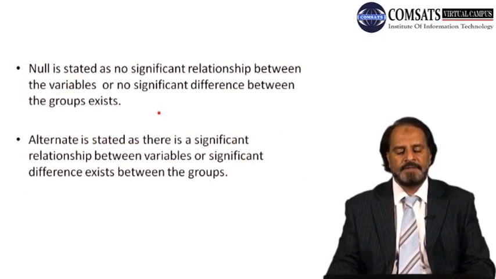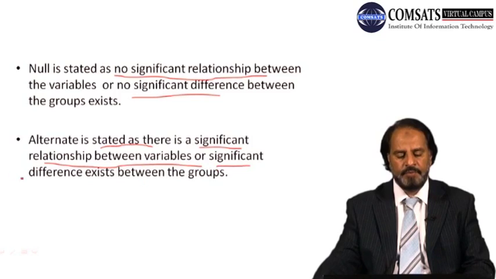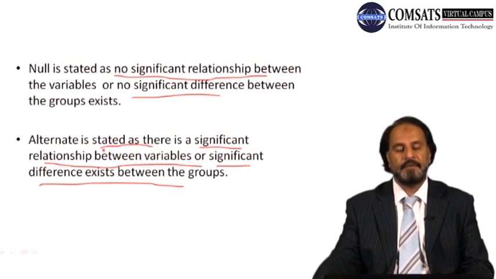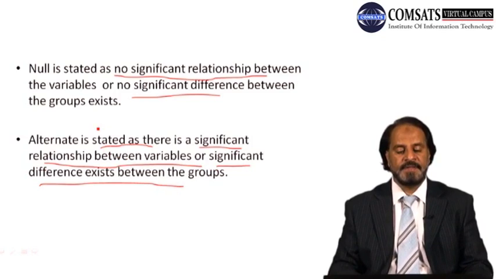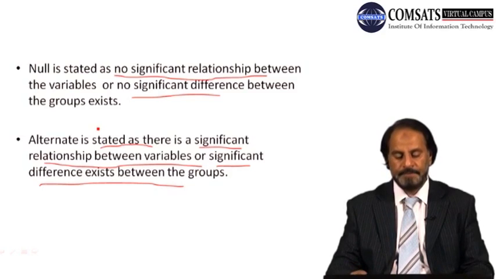Null hypothesis statements, as we said, we're saying that there is no significant relationship between the two variables, or no significant difference between the two results. And alternate is stated that there is a significant relationship between the two variables or a significant difference between the two variables. So coming back again to this point, the null hypothesis is a statement where we are saying that there is no significant relationship between the two variables or no significant difference between the two groups. Alternate is we're saying there is a significant relationship and there is a significant difference between the two groups.